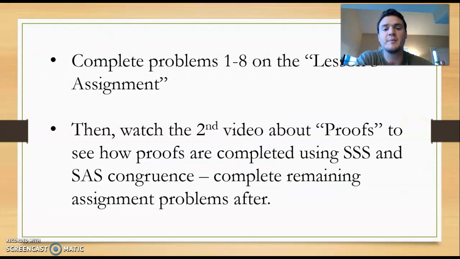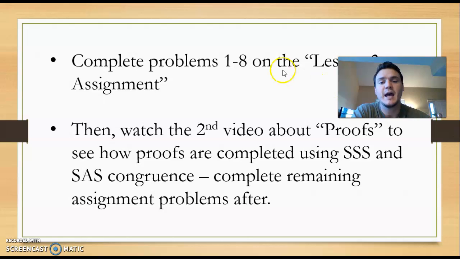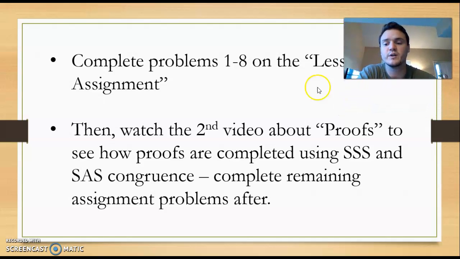All right, that's it for the examples. You should be able to complete problems 1 through 8 on the assignment. After you complete 1 through 8, come back and watch the second video about proofs. That one should hopefully be a little bit shorter, but you should be able to get the gist. All right, thank you.